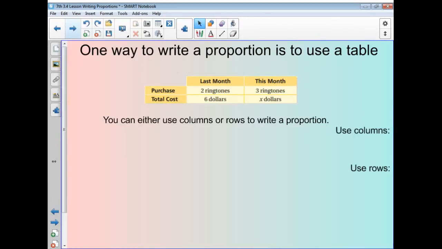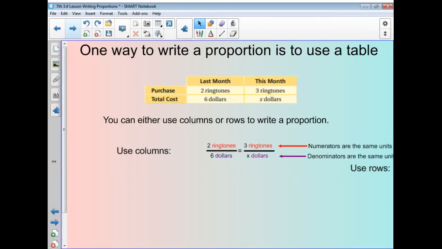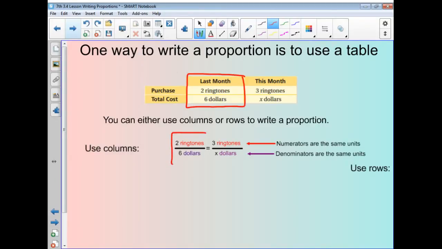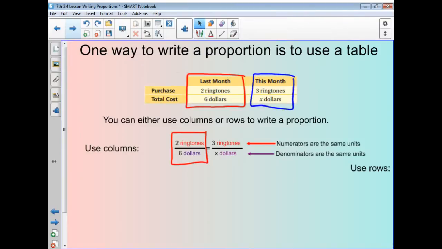If I were to use the columns, columns would be your top and bottom. Here, I set up in column format, so you'll notice that it matches this fraction. I've got 2 ringtones with $6, and then I set up my other column as my second fraction of 3 ringtones over X dollars. Okay, so that's setting it up in proportions.